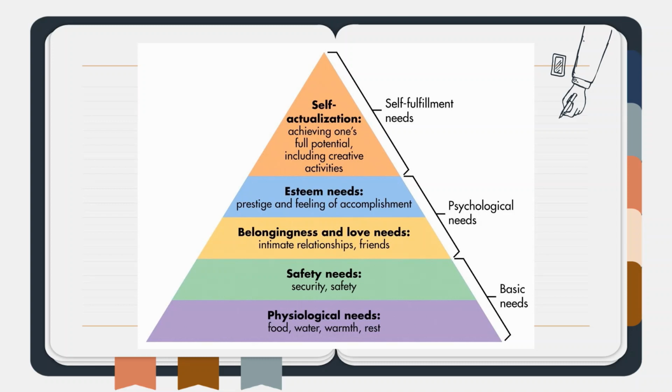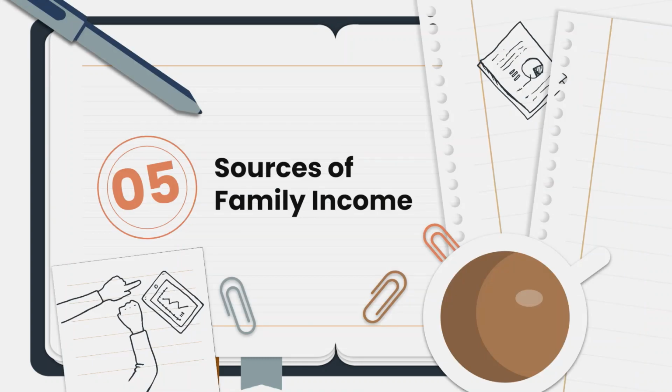For the last part of our discussion, we are going to talk about sources of family income. Like with any group or organization, the family needs money to sustain its growth and to achieve its goals. Hence, the family strives to raise money through various means. Income is the money that flows into the family to be used in exchange for goods, services, and energy.